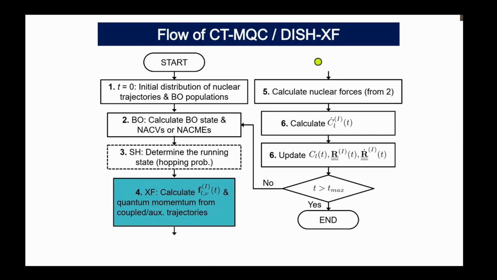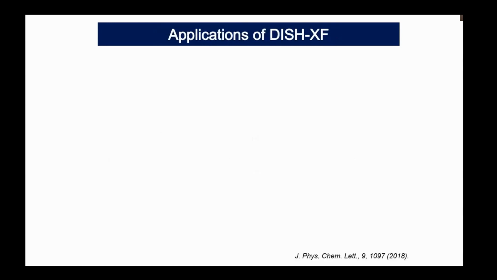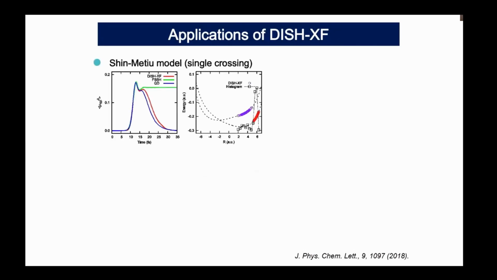Then we evaluate the nuclear force, and we calculate the time derivative of the coefficients, then we update. So this is the conventional procedure. The only additional part is this one: we calculate the phase and quantum momentum here. That's it. By using this DISH-XF algorithm, we calculate various systems.